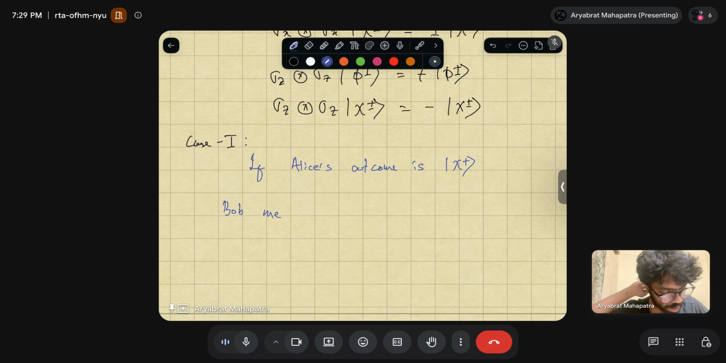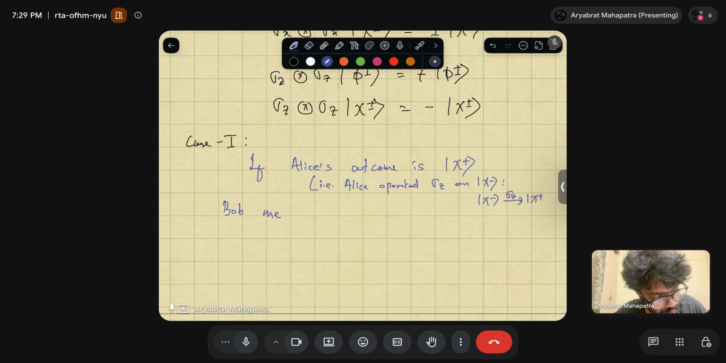So if Alice's outcome is chi plus, that means Alice operated sigma z on chi minus, because that only gives sigma minus. If you measure it by sigma z, that will give you chi plus.